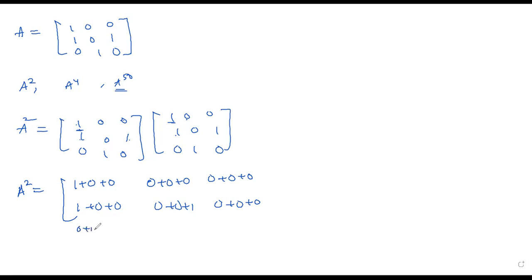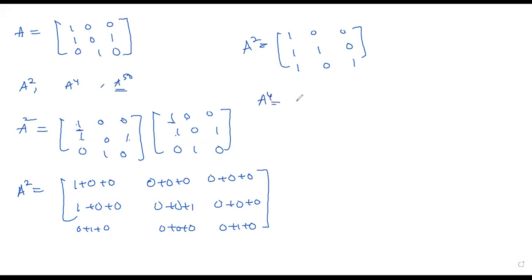So that means 0 plus 1 plus 0. Then 0 into 0 0, 1 into 0 0, 0 into 1 0, so all are zeros here. Again 0 into 1 0, 0 into 0 0, 1 into 1 1, 0 into 0 0, 0 plus 1 plus 0. If you simplify, A square is equal to the matrix 1 0 0, 1 1 0, 1 0 1. Now you find A power 4. A power 4 is equal to A square times A square, so again we write the A square element here, 1 0 0, 1 1 0, 1 0 1.